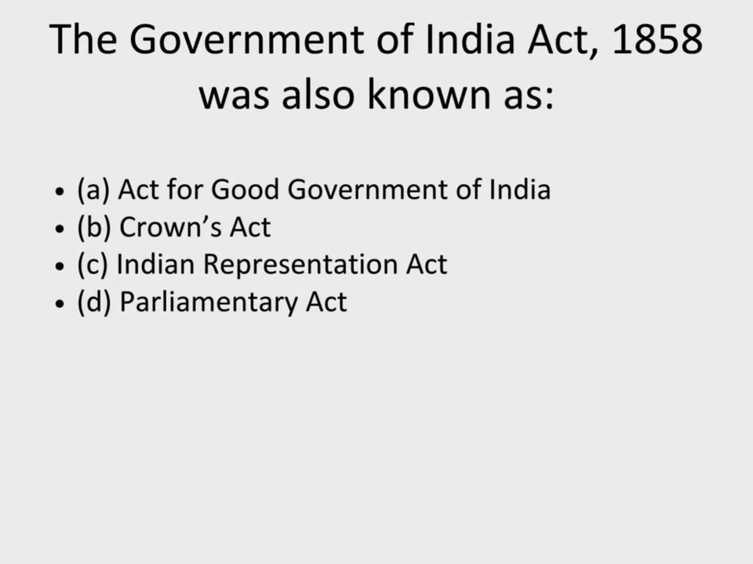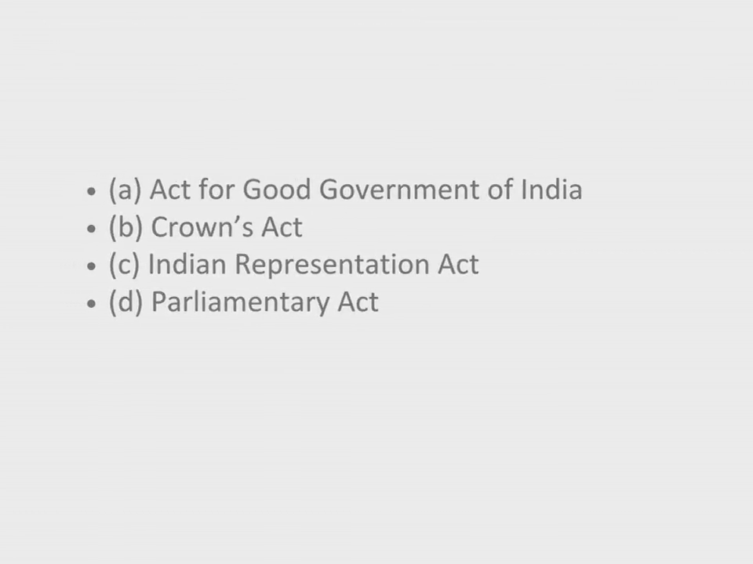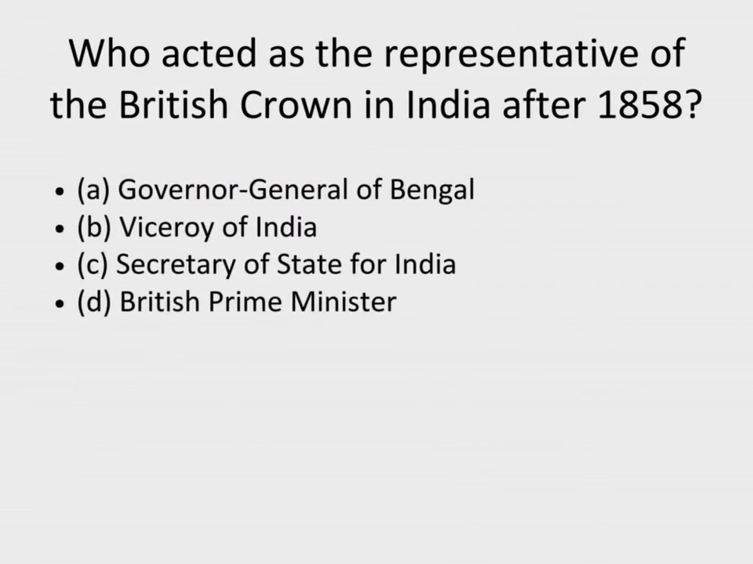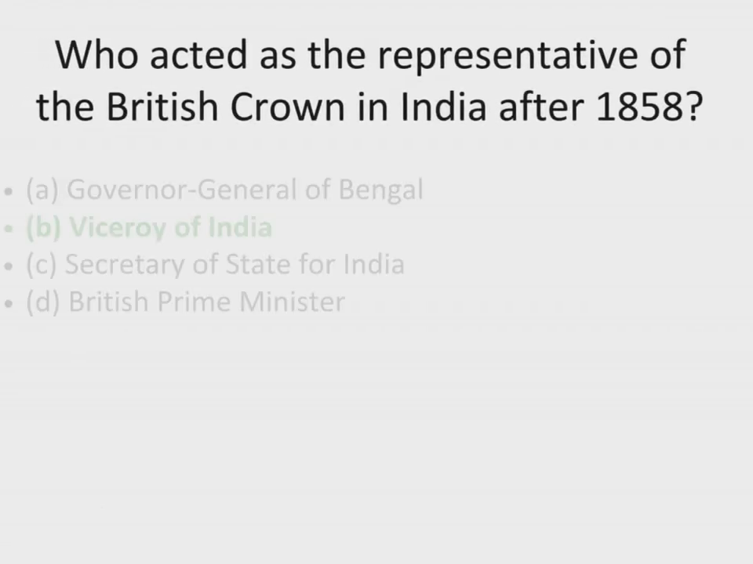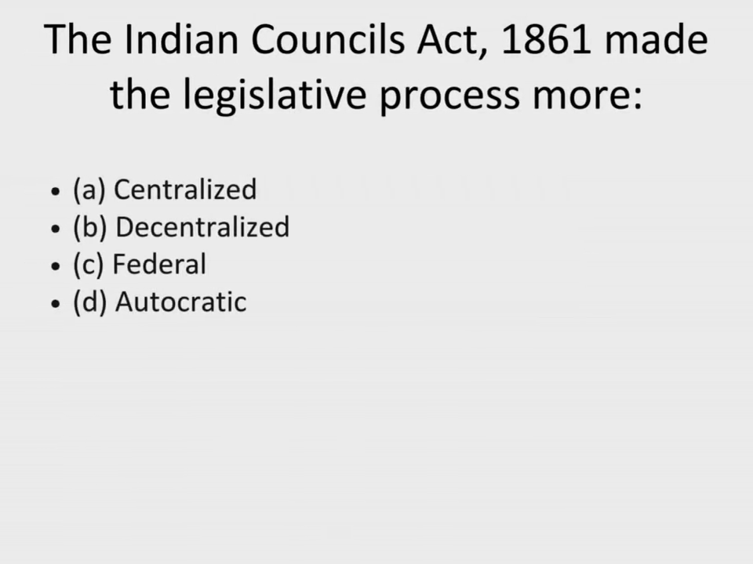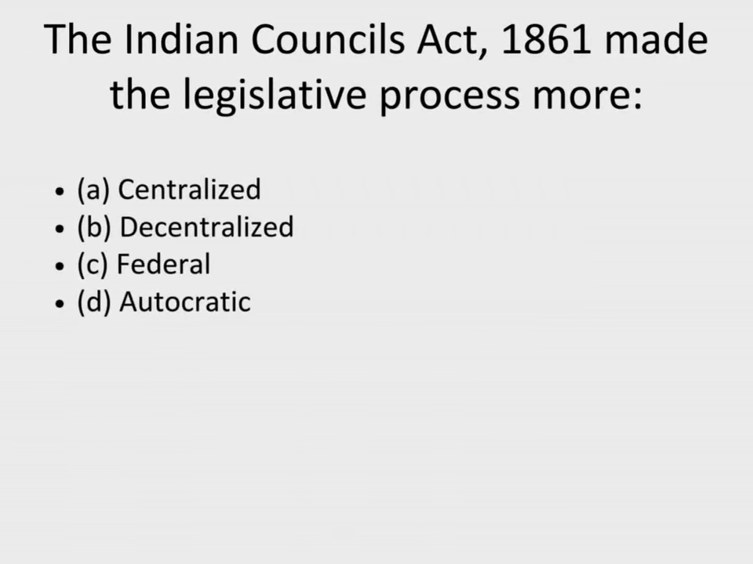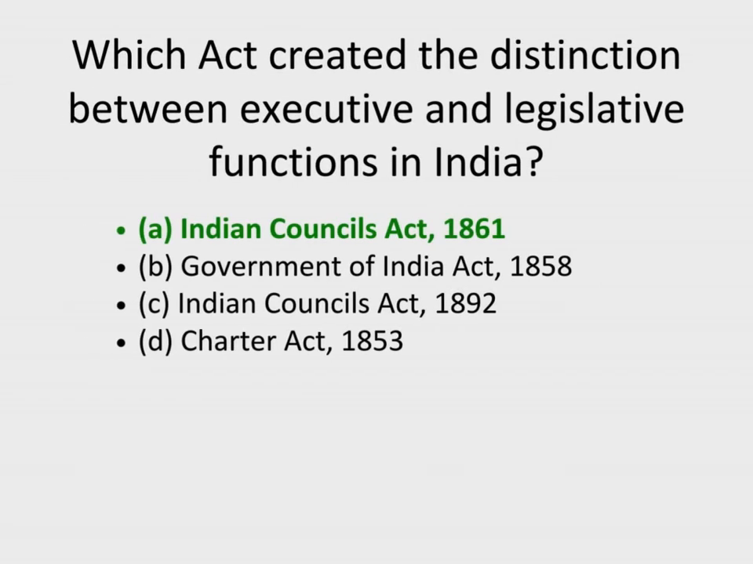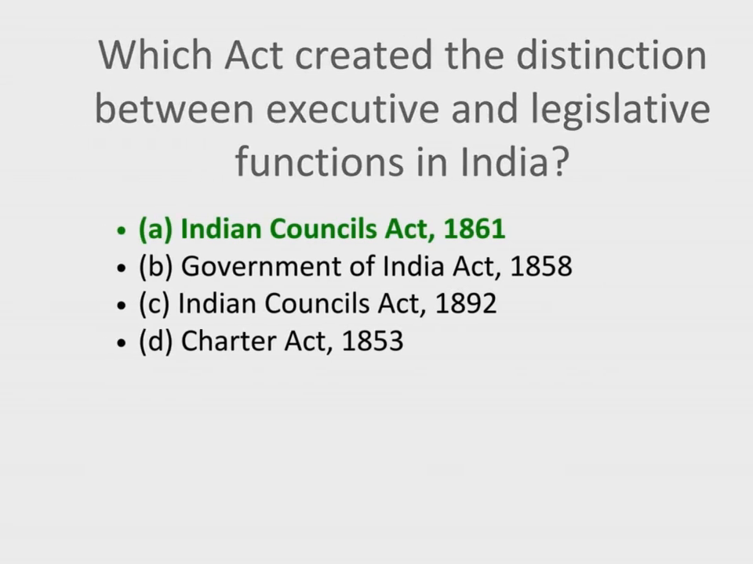16. The Government of India Act, 1858 was also known as. Correct answer, A. Act for Good Government of India. 17. Who acted as the representative of the British Crown in India after 1858? Correct answer, B. Viceroy of India. 18. The Indian Councils Act, 1861 made the legislative process more. Correct answer, B. Decentralized. 19. Which act created the distinction between executive and legislative functions in India? Correct answer, A. Indian Councils Act, 1861.